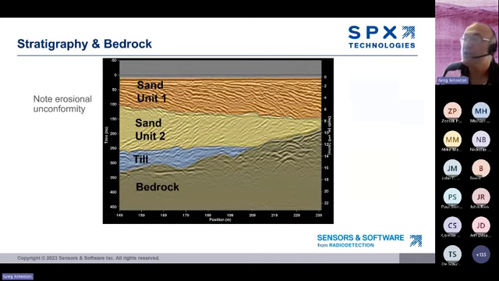So they've interpreted the two different sand units on the top, a till layer and a bedrock. Again, this is an interpretation. This is not confirmed. You cannot get this information from the GPR image itself. GPR does not provide compositional information. You've got to use other information, all the information you have to make the best interpretation possible.